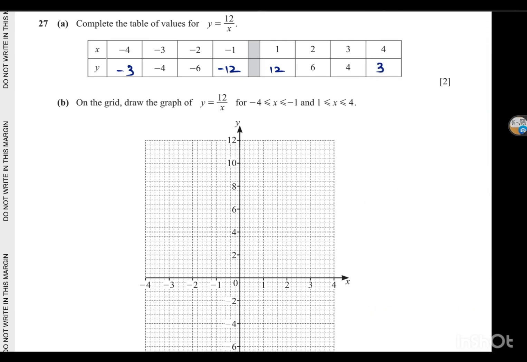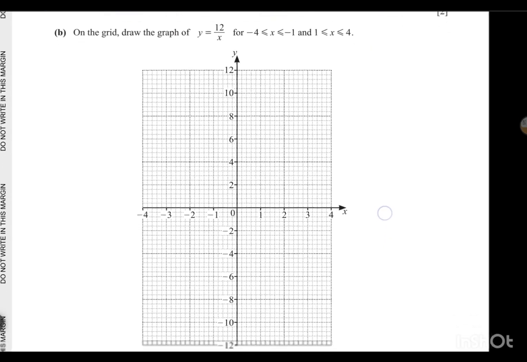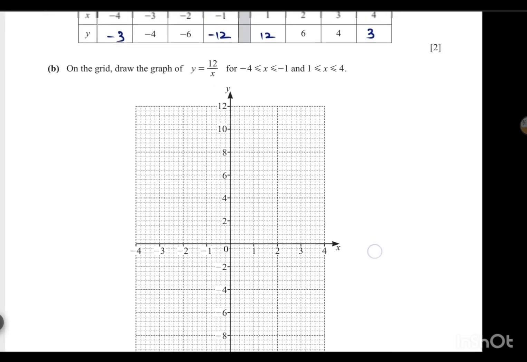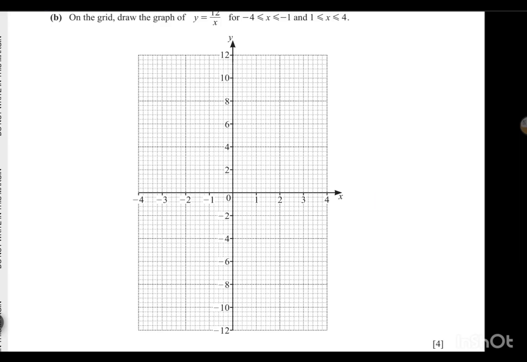Question number B now. On the grid, draw the graph of y is equal to 12 by x for minus 4 less than or equal to x, less than or equal to minus 1, and 1 less than or equal to x, less than or equal to 4. Just do it by plotting the points. Now you see that minus 4 is minus 3. Minus 3 is not marked here, it should be exactly in between minus 2 and minus 4. So this is minus 3.